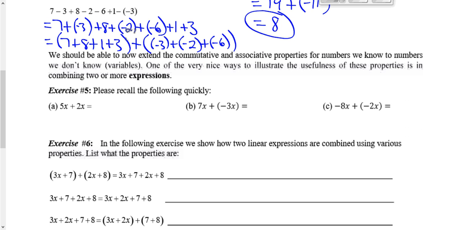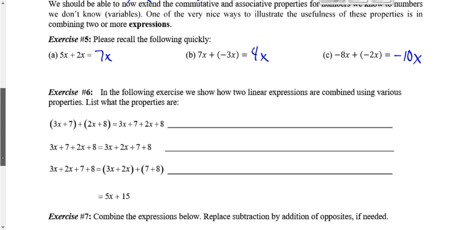Remember combining like terms? Like terms are terms that have the same variable with the same exponent, right? Okay, so there's 5x and 2x. Are they like terms? They both have an exponent of 1 on the x, don't they? We don't have to write it, but we know it's x to the first, right? Well, let's combine them. What do you get? 7x. Next one over, 7x plus -3x. They're like terms. What does that give us? 4x. Now the last one, -8x plus -2x. -10x. Right?